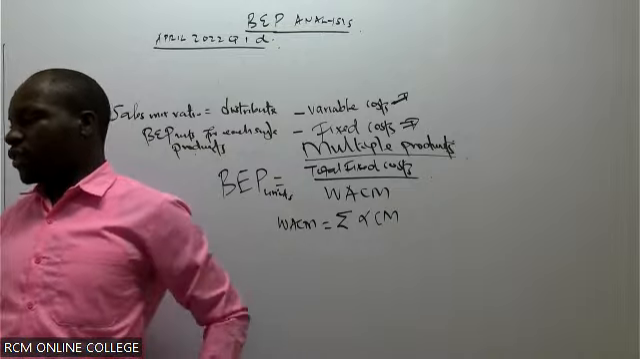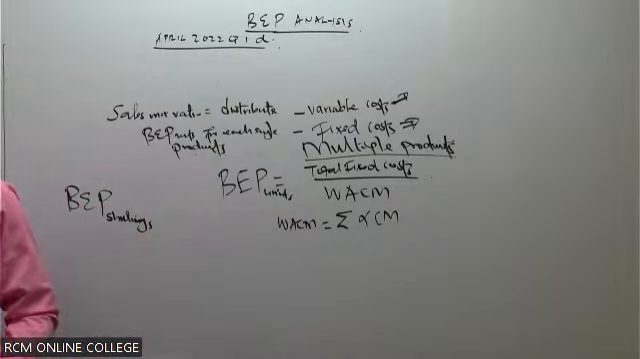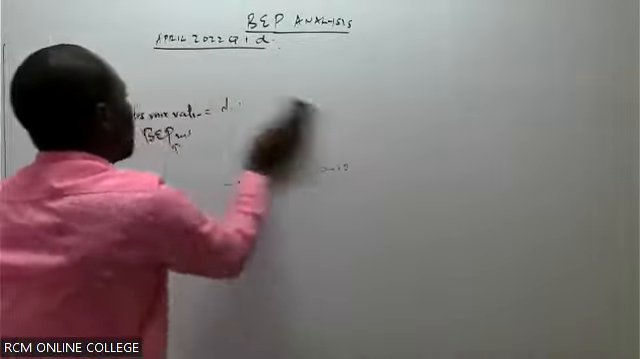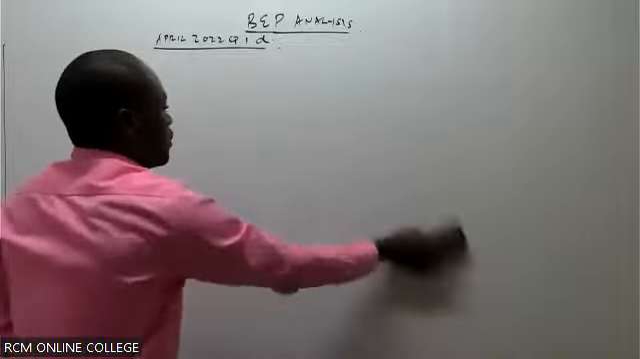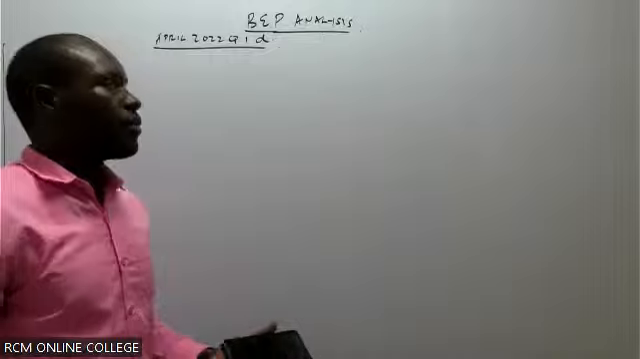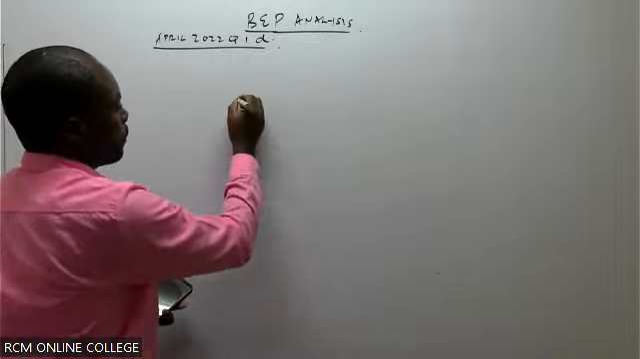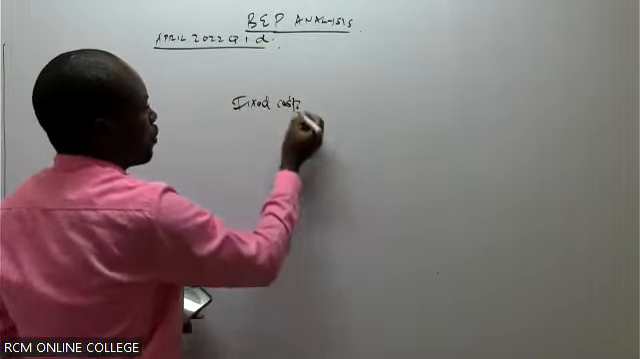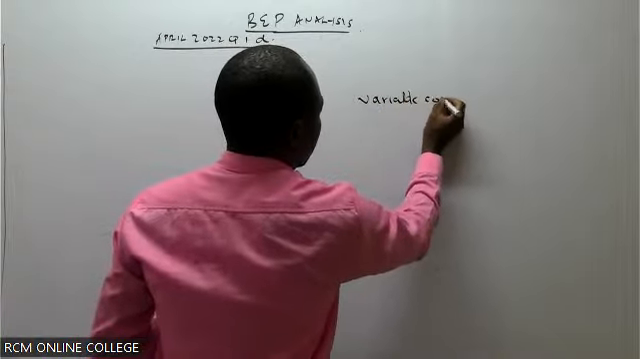So if you look at our question there, are we able to identify the 2 classifications of costs? So let's see if you're able to do that. You're going to have the fixed costs here, and then we'll be able to have the variable costs.